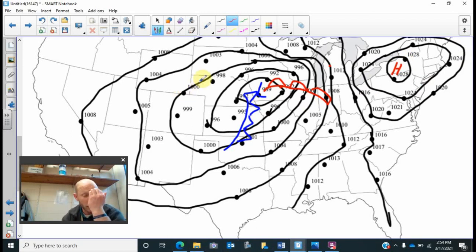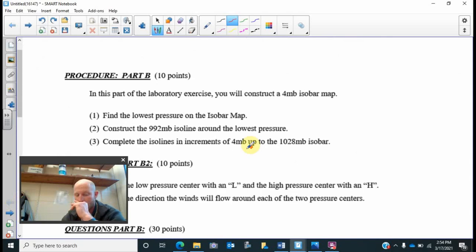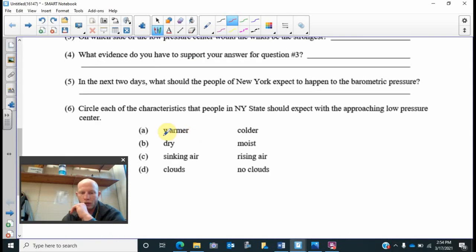So then what can we expect for that day where the low pressure zone hits? Well, we can expect this warm air front to hit. And so what's associated with warm air fronts? Well, warm air, let's talk about warm air. We know it's warmer. So is it going to be dry or moist? It's probably going to be moist.